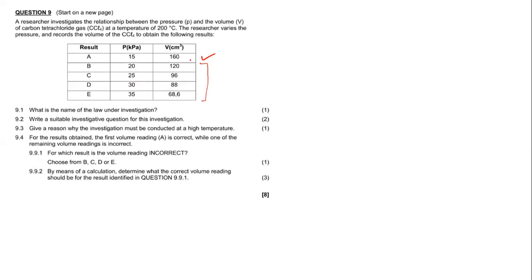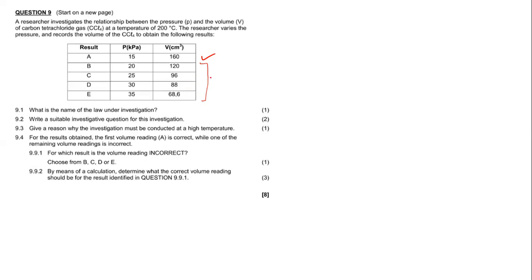Look at the difference between here and here. The difference is very high, okay? Look at the difference between here and here. The difference is also high. Look at between here and here. The difference is also high. Now, this is what is happening.